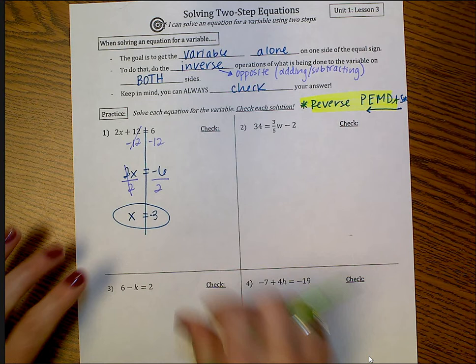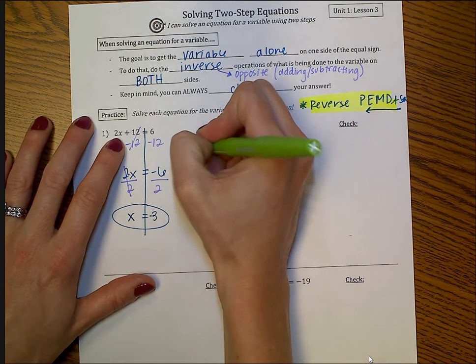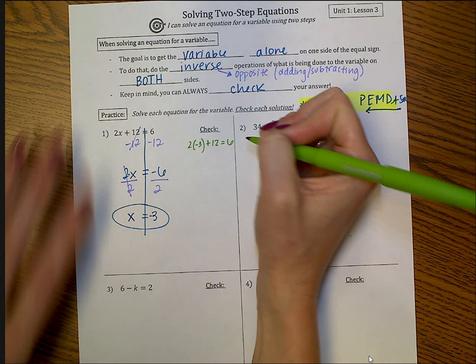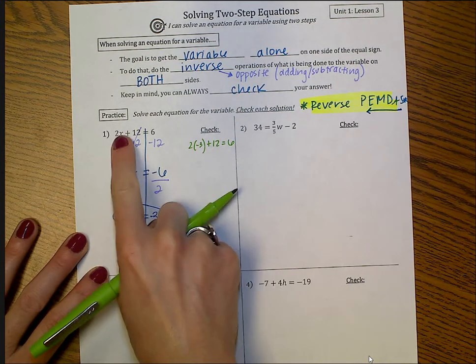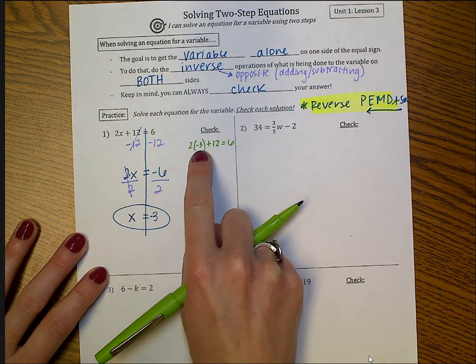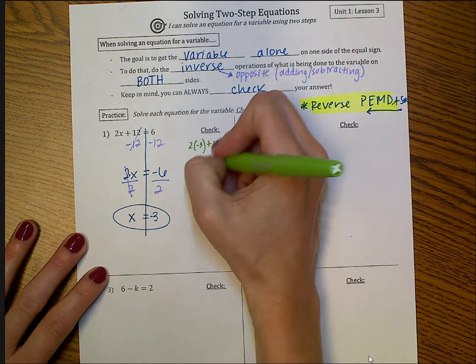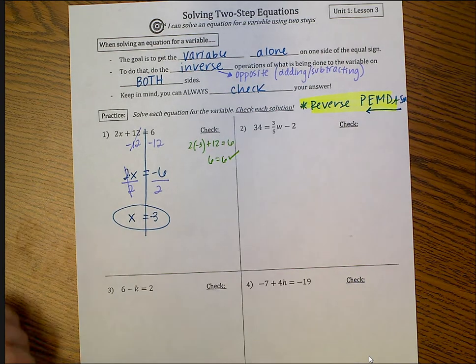Here's how you check it. You're just going to plug in, and I know I use parentheses when I plug a number in. I'm going to plug in negative 3 where x was, and I'm going to do the order of operations. So 2 times negative 3 is negative 6 plus 12. Yes, that equals 6. It's the same on both sides. You got it right.